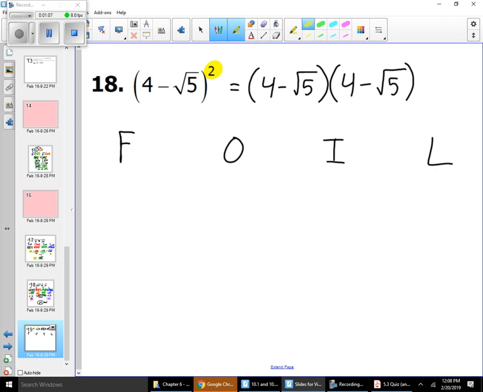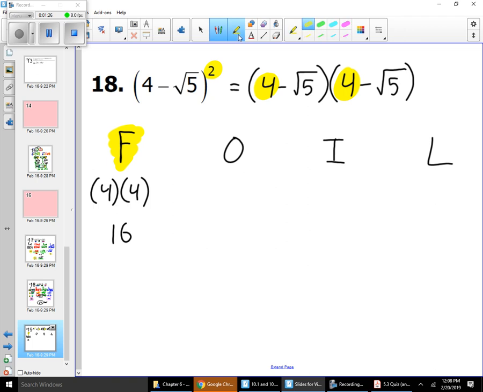F-O-I-L. It is a FOIL problem, again, first, outside, inside, last. So we take a look at our first terms. The first is a 4 times 4. So a 4 times 4, that's going to get us a 16.